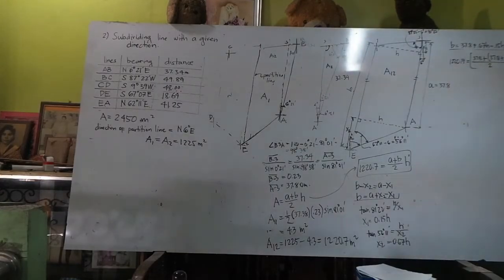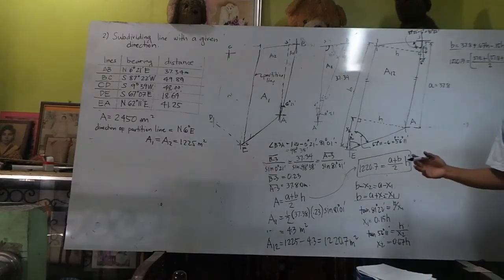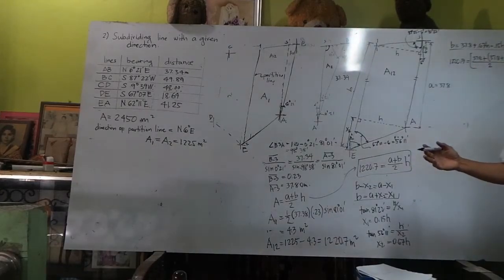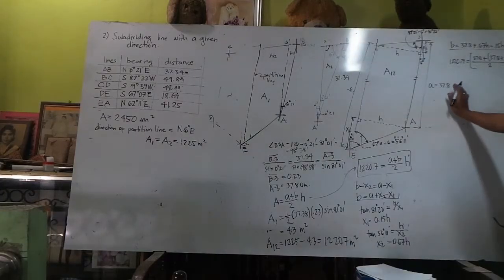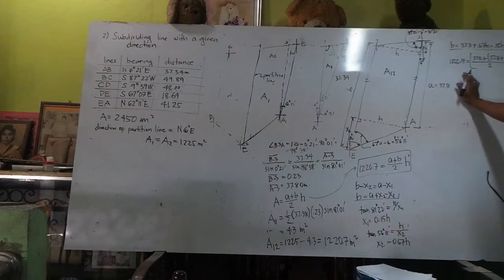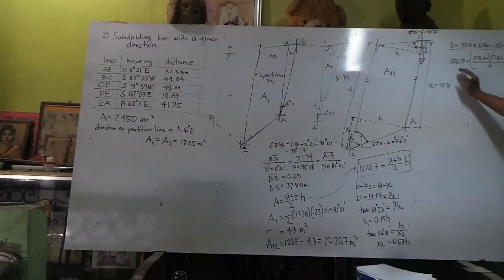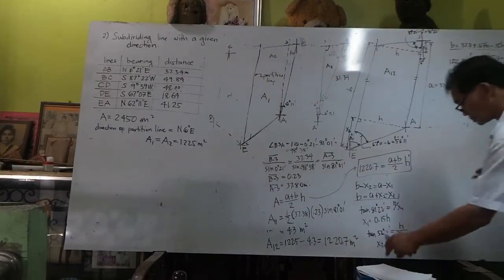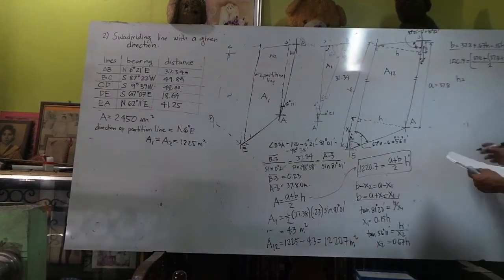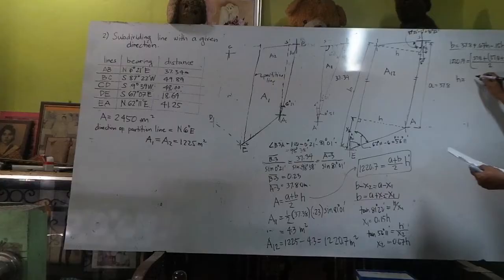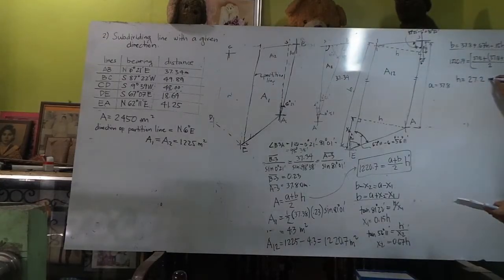So, simplify this one and you will yield a quadratic equation. I hope you already know how to use the quadratic formula, because that is algebra, and you may encounter problems about algebra. So the value of h is equal to 27.2 meters.